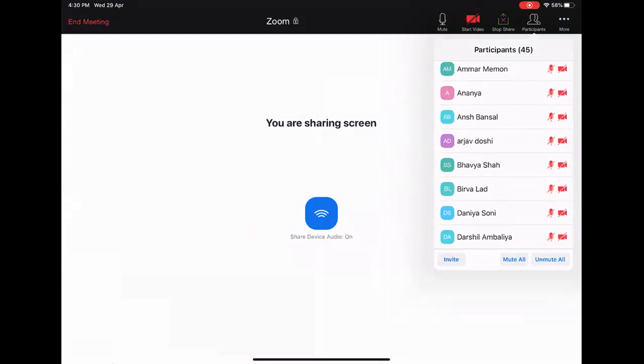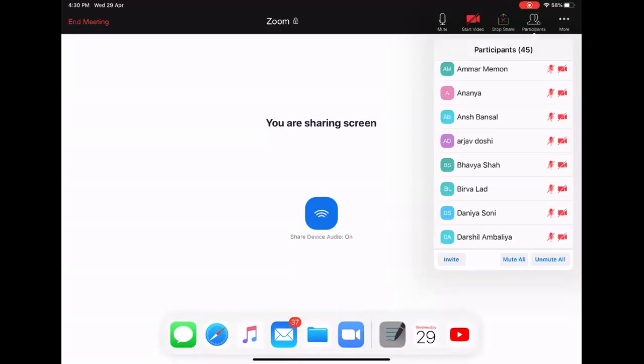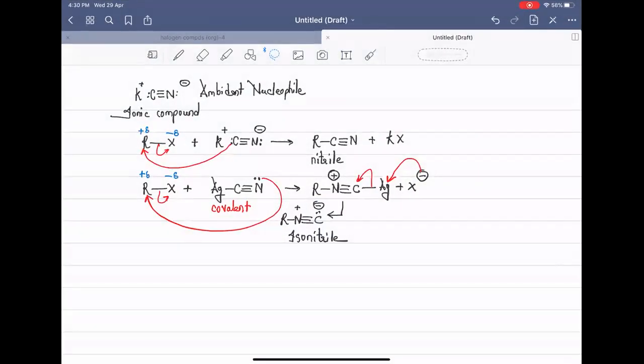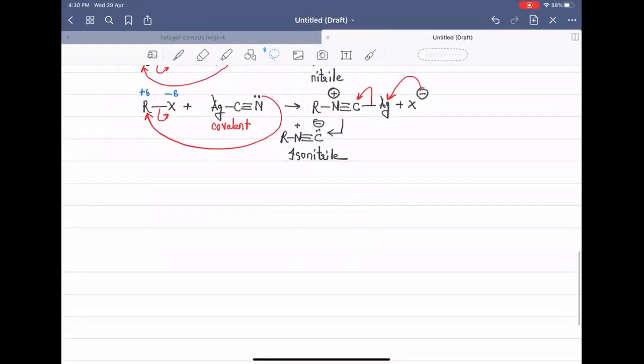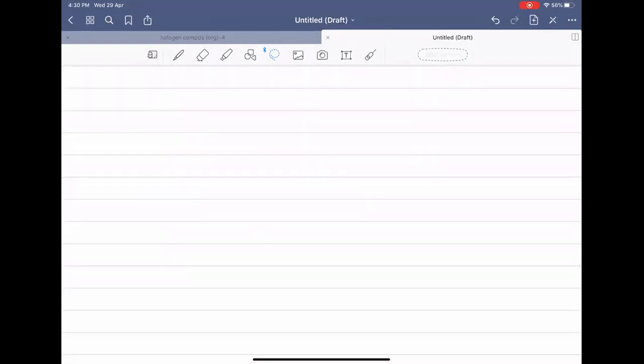Did you follow this? This was so important: if you take KCN, your product would be a nitrile. And if you take AgCN, your product would be an isonitrile. In the same way, I can have RX being used for reaction with KNO2.